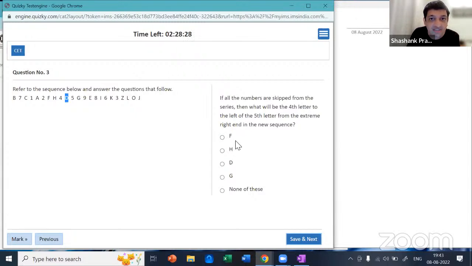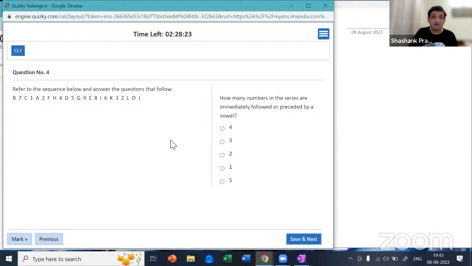Fourth letter to the left of the fifth from the extreme. Yeah, I think D should be the answer. I hope I'm right. How many numbers are immediately followed or preceded by a vowel?